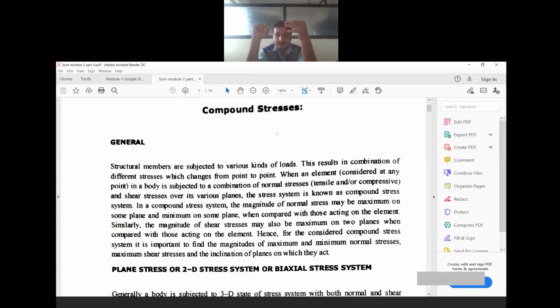What if a system carries all three, or it may contain tensile and shear stress, or compressive and shear stress, or tensile as well as compressive as well as shear stress? All the stresses will be acting in a single body. That kind of system we call a compound stress system. You can observe compound stress system in the notes.